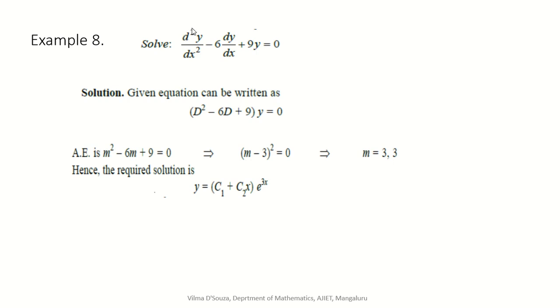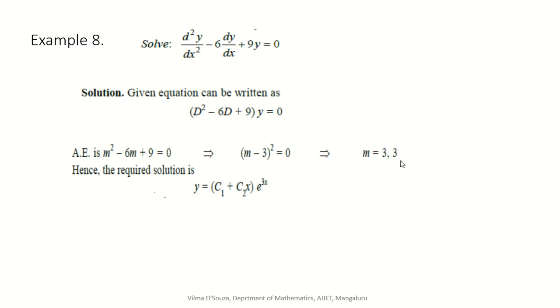Solve d square y by dx square minus 6 dy by dx plus 9y is equal to 0. What is your auxiliary equation? M square minus 6m plus 9 equal to 0. Find the roots in your calculator.